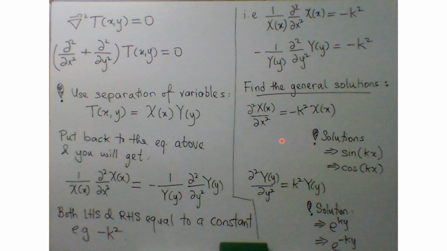Okay. Now we need to go to the next one, which is the y component, which is written here. There is no more negative sign here because they are going to cancel one another. In this equation, the functions that fulfill it are exponential ky and exponential negative ky. So these are the two solutions, actually four solutions altogether, that we will consider to solve this problem.